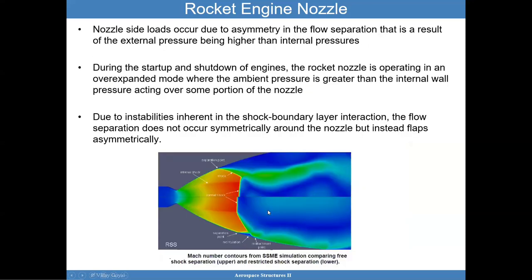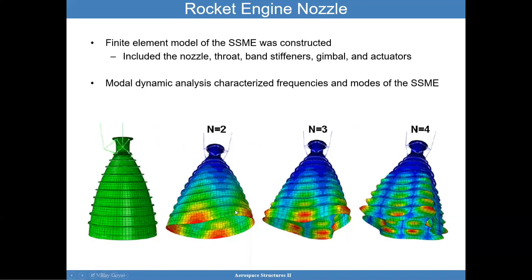The nozzle side loads can occur due to this asymmetry that you see here in the flow separation. And it is a result of the external pressure being higher than internal pressure. During the startup and shutdown of the engines, this rocket nozzle is operating in an overexpanded mode where the ambient pressure is greater than the internal wall pressure acting over some portion of the nozzle. Due to that instability of the shock boundary layer interaction, the flow does not occur symmetrically, and so you get these side loads that can occur.